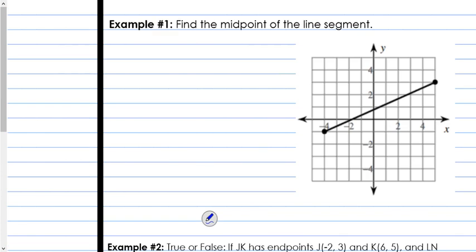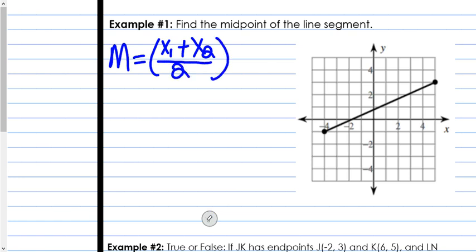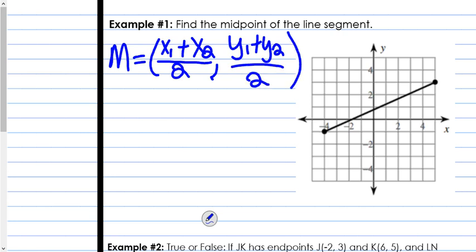Let's do example 1 together. Find the midpoint of the line segment. Write down the formula first on your paper. M equals (x1 plus x2, we're going to add the two x-coordinates together and cut them in half, followed by y1 plus y2 cut in half). So you're going to need to know what your x and y coordinates are.